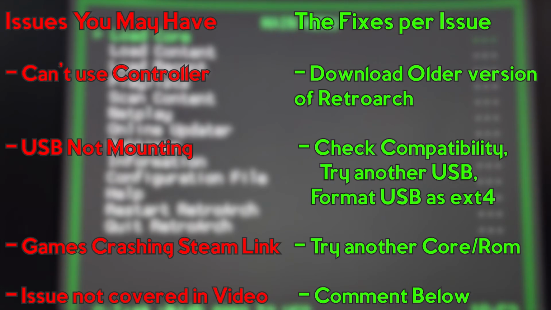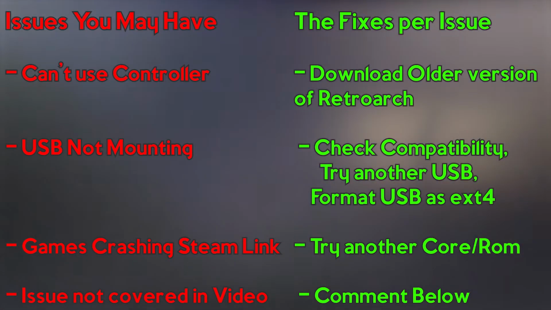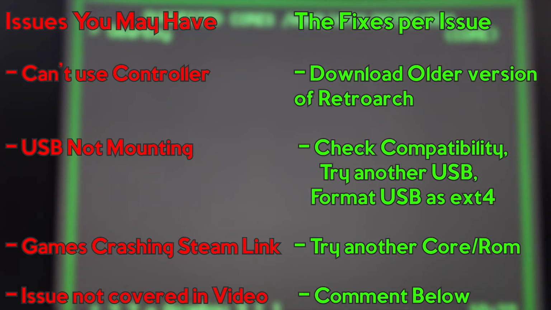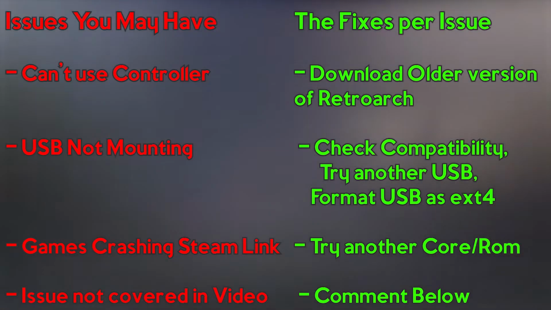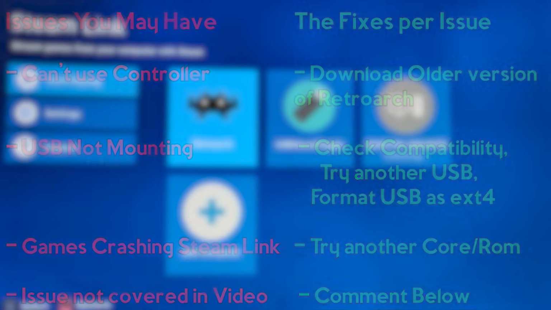And then another error and fix I found is the Steam Link not being able to run certain games on RetroArch. This could be the core you download or just the ROM file itself. You just have to cycle through and modify some settings files until you find that sweet spot for both the ROM and the core itself. Any other issues you may have, comment down below and I'll try my best to assist.